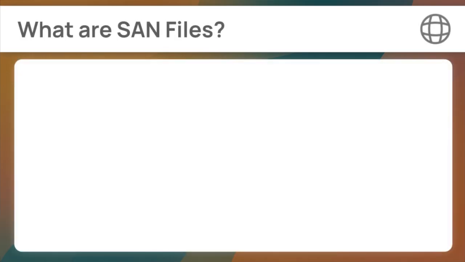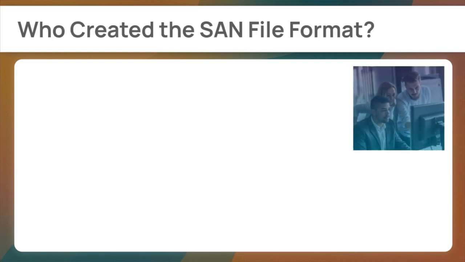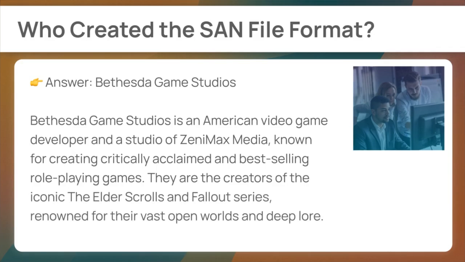A game data file used by Bethesda's Fallout 3 and Fallout New Vegas to store character and object animation sequences. Modders and game enthusiasts often interact with SAN files to create or modify in-game animations, such as character movements or weapon handling, to enhance the gameplay experience.